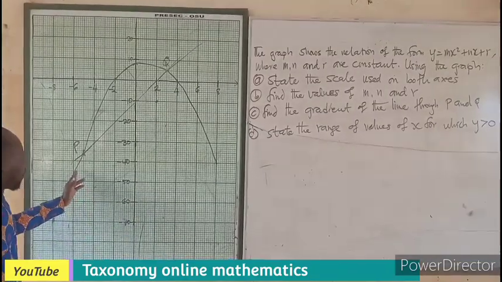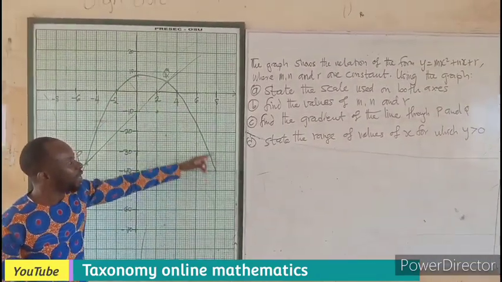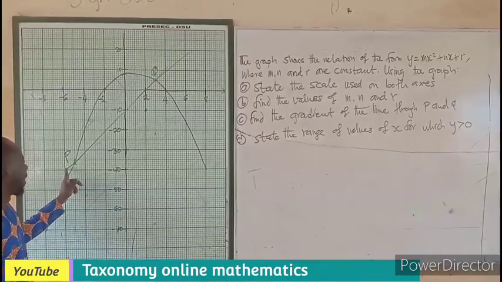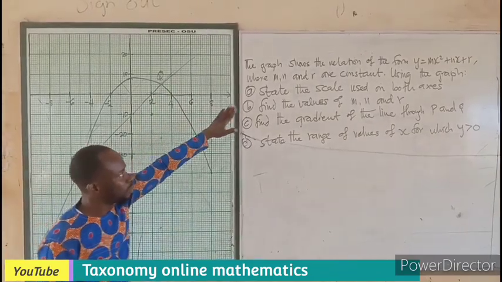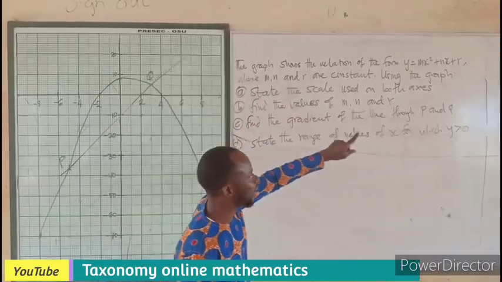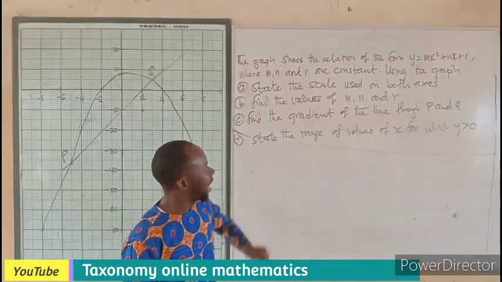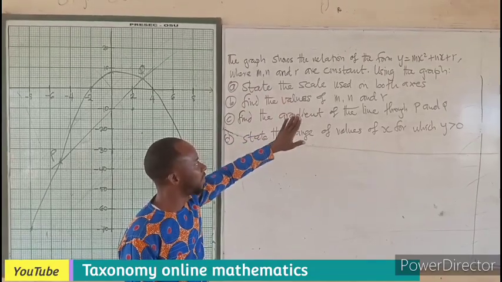So for example, we know that this is going to be a quadratic graph with our coefficient of x squared being positive. Then we also have a straight line passing through. So we are saying that the graph shows a relation of y equals mx squared plus nx plus r, where the variables are constants.